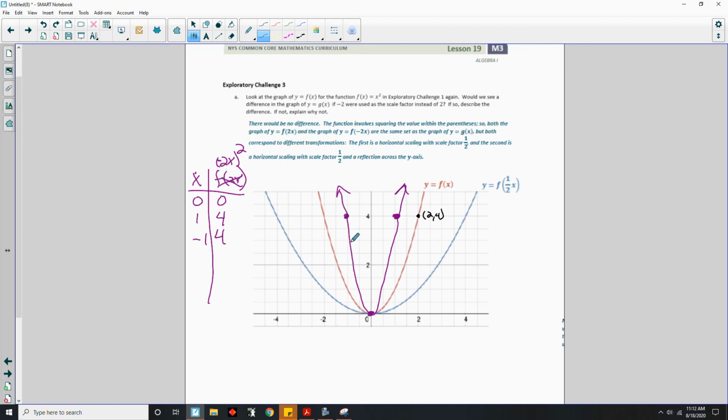So we're going to get the same graph if we're doing f of 2x or f of negative 2x, because squaring a positive and a negative gives us the same value. A negative 1 squared gave us 4, and when we plugged in a 1, squaring that gave us 4.